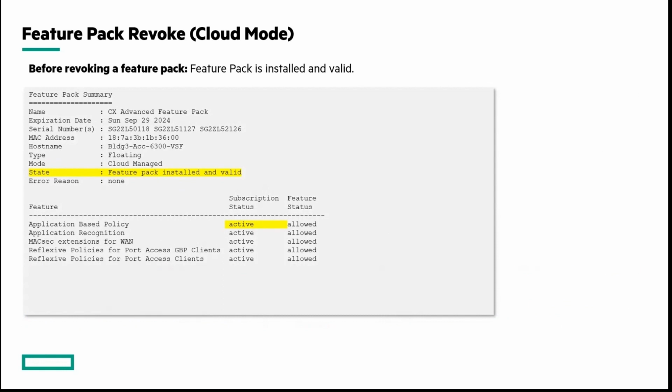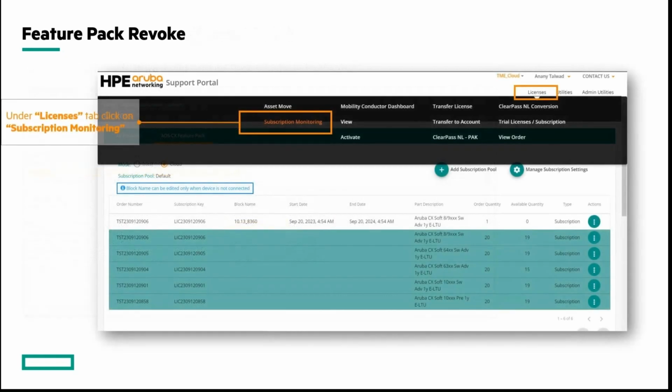Here is the CLI output showing a valid subscription installed on the switch. All the advanced features, as you see, are allowed and the subscription is in active mode. Now you go back to LMS and under Licenses tab on the top bar, you click the subscription monitoring button.